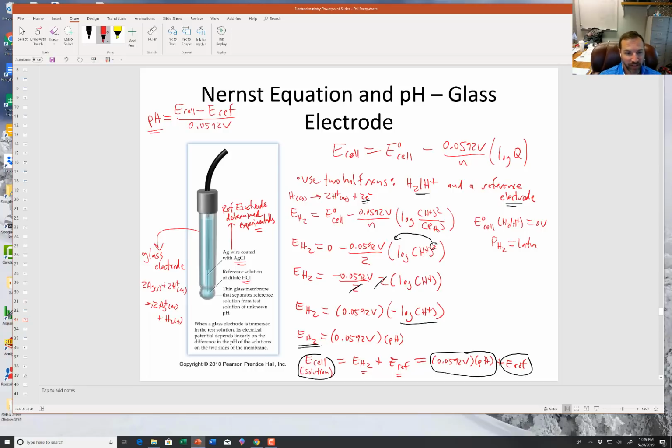And so what we do is we dip this electrode into an unknown solution. And so the E cell is basically the potential of the entire solution. Right, so that's measured experimentally. And then of course we know the E reference. That's determined prior to creating the pH meter.